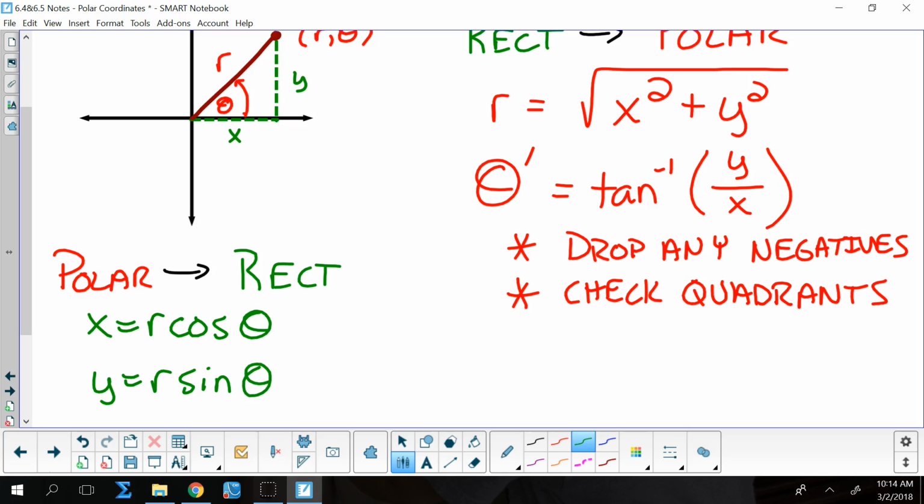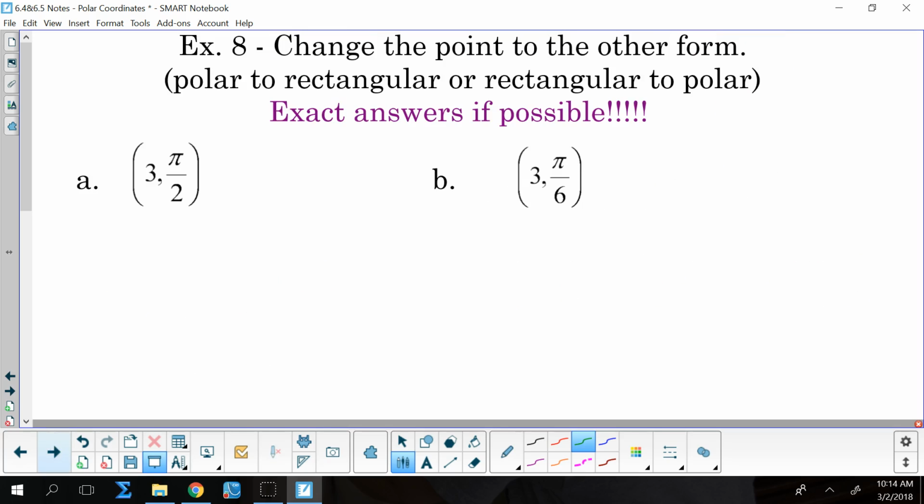The nice thing about going from polar to rectangular is it's all right there for you. You just type in your r, you type in your theta, and you're good to go. If it's that whole going from rectangular into polar, where you've got to check everything. But going into rectangular from polar is much, much easier. Let's try some. So, the first thing that you have to determine for yourself is what form you're in.